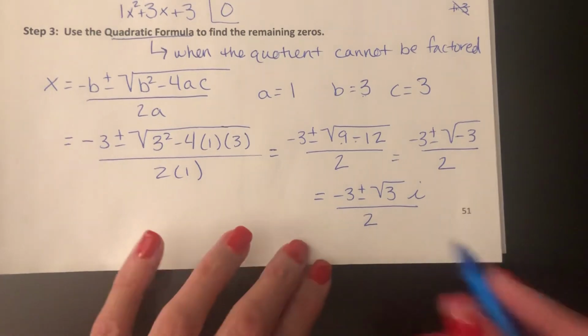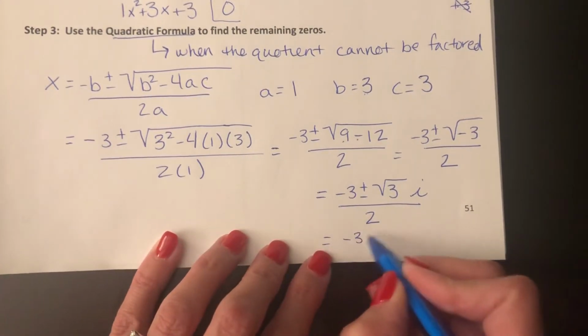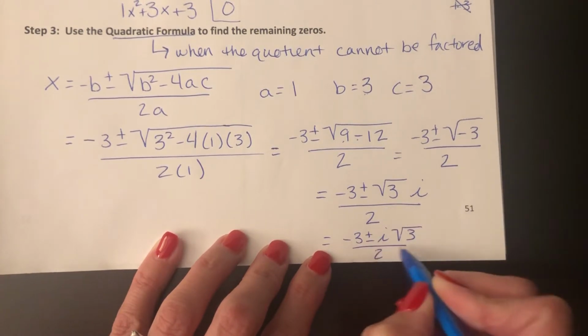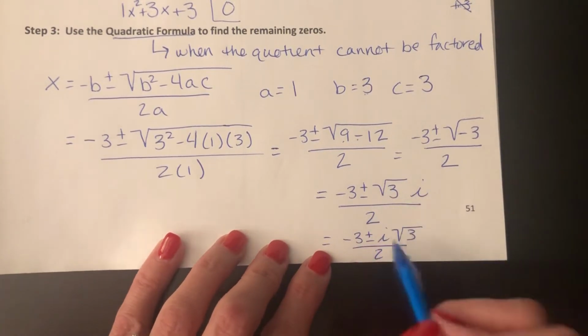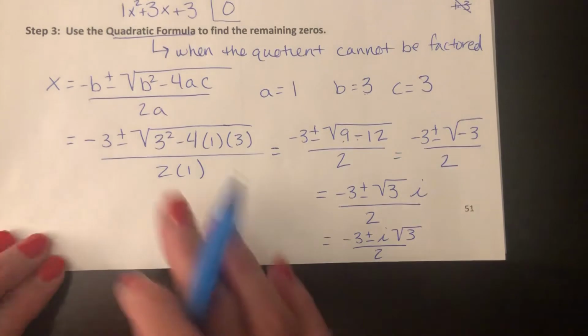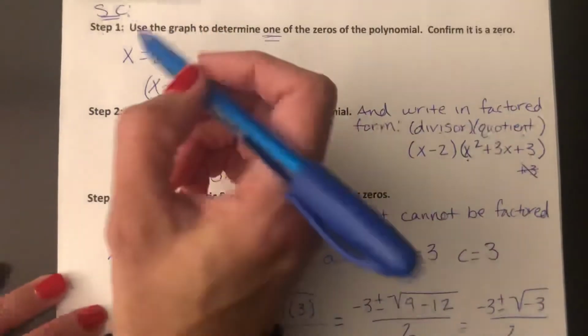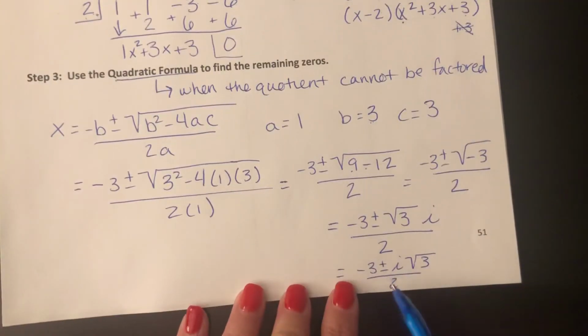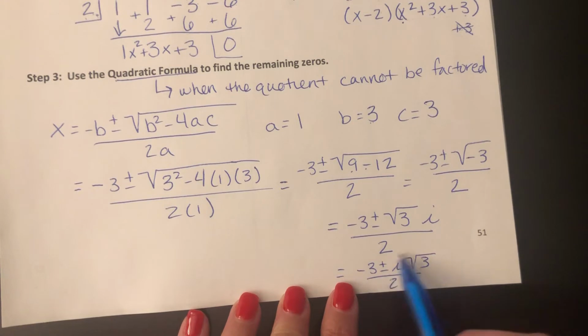You could also see it like this. This is also acceptable, with the i in front of the 3. Either form is fine. Okay, so let's put all the zeros together. So my real zero was 2, and then here are my complex zeros. So this actually stands as 2 zeros.